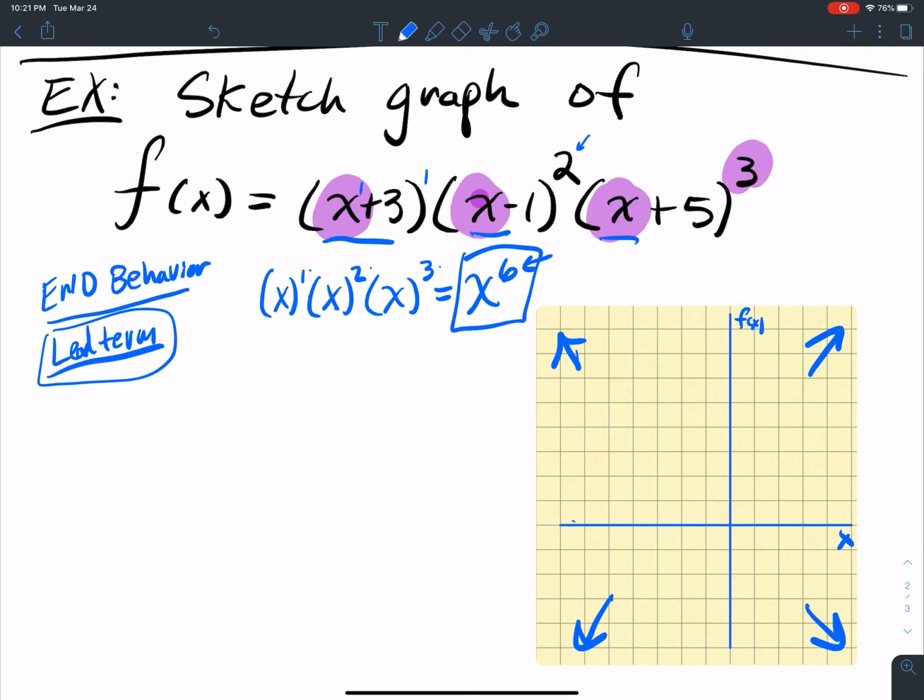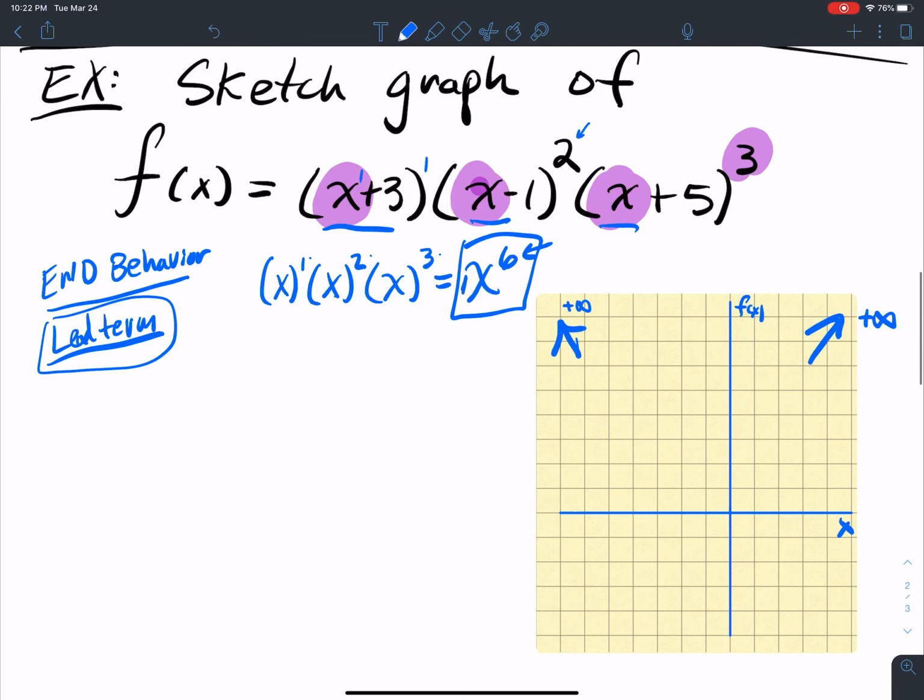How do I know if they go down or up? The number in front, the lead coefficient is a 1. It's positive. So I'm going up to positive infinity on the right-hand side. And since it's even, it agrees. So I'm going up to positive infinity on the left-hand side. So let me erase these other ones here.